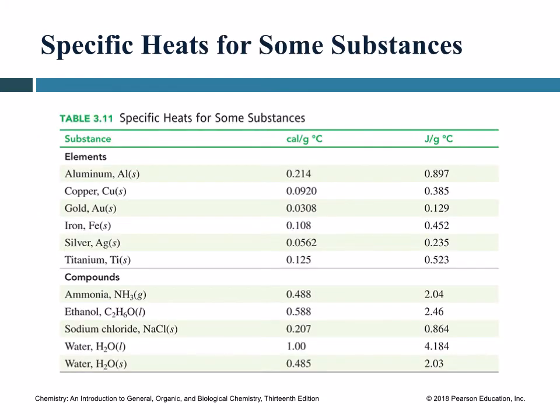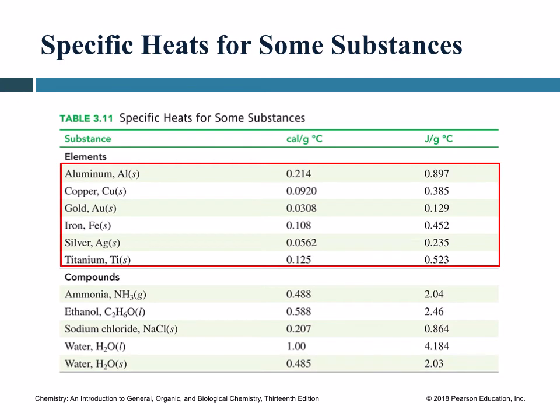Some examples of specific heat values are shown here. Note how metals have very low specific heats. This means that they only require a small amount of heat for their temperature to change. This is why we use metals commonly as cookware, since they readily transfer heat.